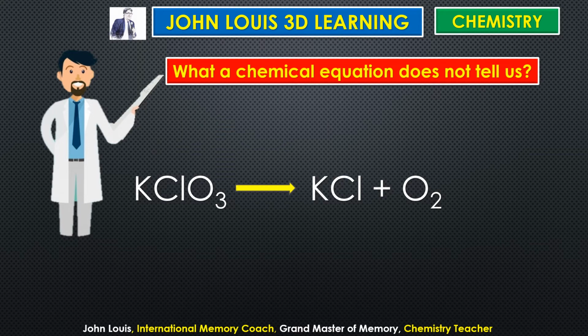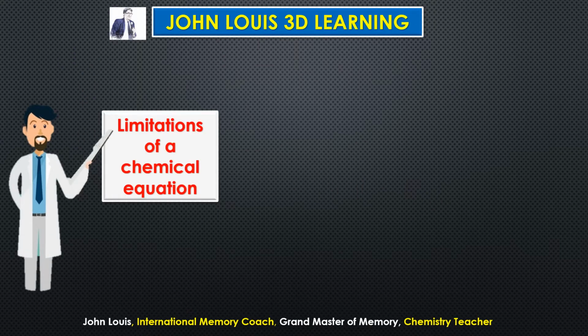So let us take this equation KClO3, that is potassium chlorate, gives KCl plus O2. What all the details a chemical equation does not tell us? That's what the limitations of a chemical equation are. Let us see one by one, based on this equation. So what is the first limitation?